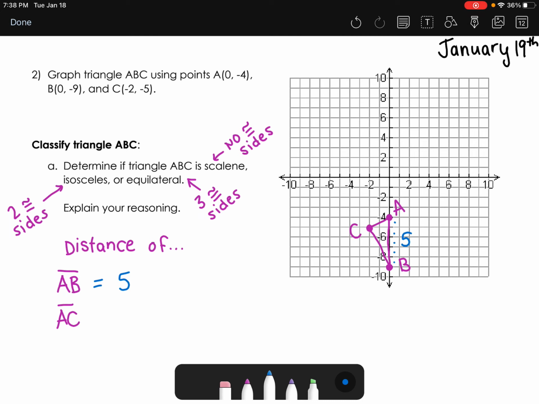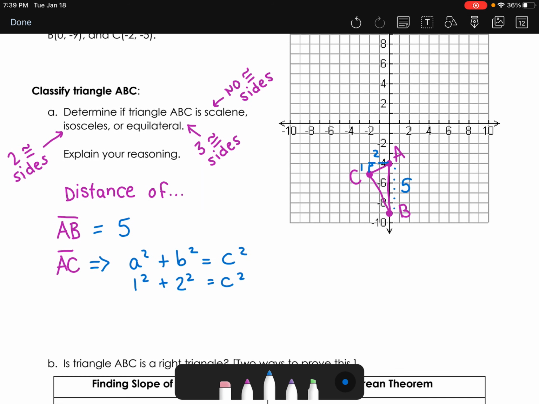I'm going to go from C to A, or A to C, doesn't matter. If I go from A to C, that means I'm going to be going to the left 2, 1, 2, and I'm going to be going down 1. Okay, so there's my little right triangle right there. And I'm going to find the hypotenuse, C. Okay, the longest side, which is AC. So in order to do that, I'm going to say that AC is going to be... Here I'm going to use Pythagorean theorem. A squared plus B squared equals C squared. 1 squared plus 2 squared equals C squared.